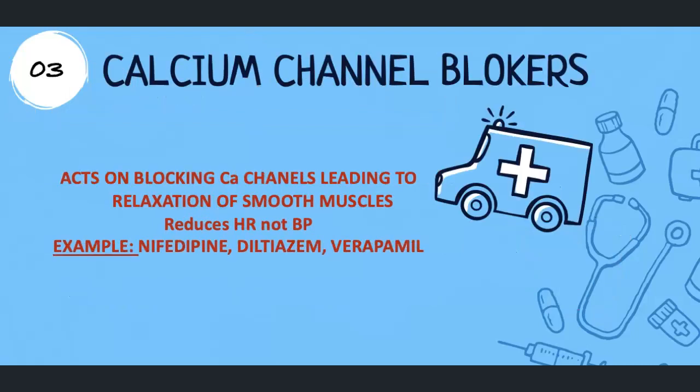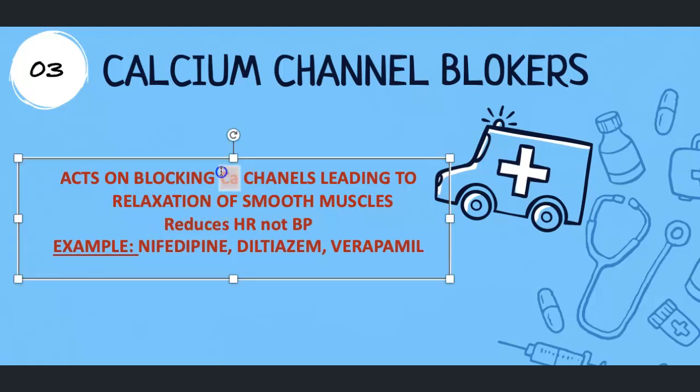Next group will be calcium channel blockers. These medications block calcium channels, and we know the action of calcium. Calcium is responsible for the contraction of the smooth muscles. So when we block calcium, this will lead to relaxation of the smooth muscles. By relaxation of the smooth muscles, we will reduce the heart rate. So we are mainly using this group to affect the heart rate, not the blood pressure. Examples of this group are nifedipine, diltiazem, and verapamil.